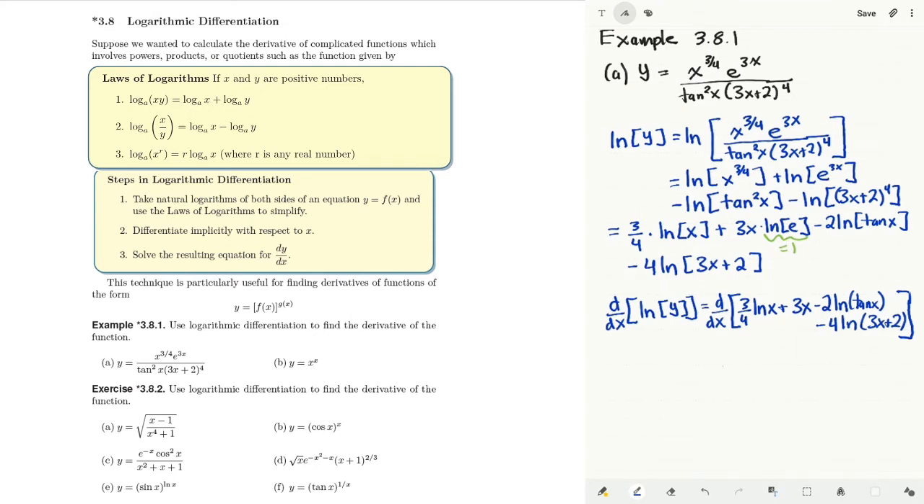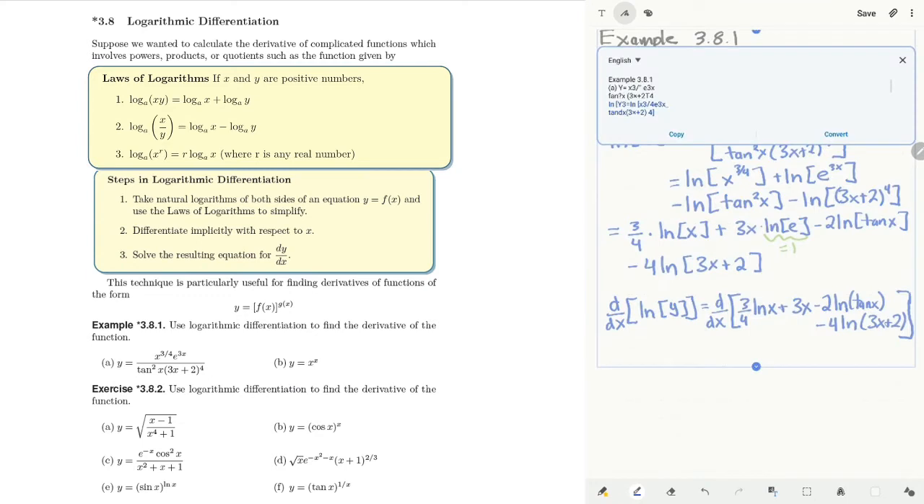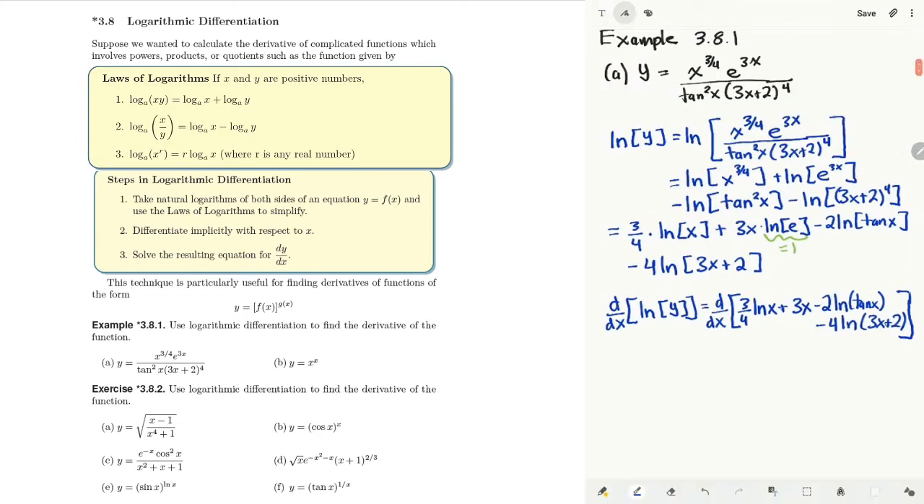On the left-hand side, we have the derivative of the natural log of y with respect to x. So we'll use the chain rule. We'll differentiate with respect to y. The derivative of the natural log of y is 1 over y, and then we multiply by dy over dx. So that's the derivative of the natural log of y with respect to x.